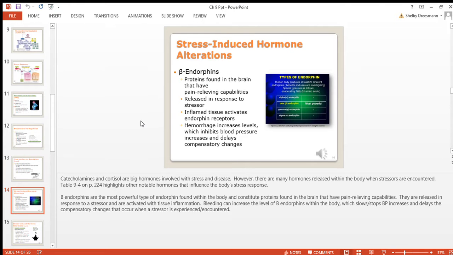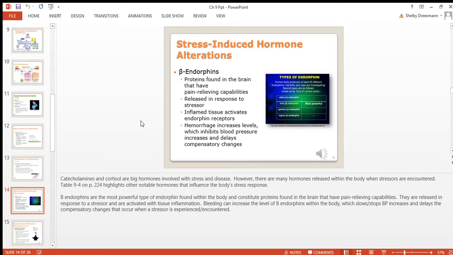Beta endorphins, found in the brain, are proteins. They have pain relieving capabilities and are released in response to stress. Inflamed tissue activates endorphin receptors. Hemorrhage increases levels, which inhibit blood pressure increases and delay compensatory changes. Catecholamines and cortisol are big hormones involved in stress and disease.